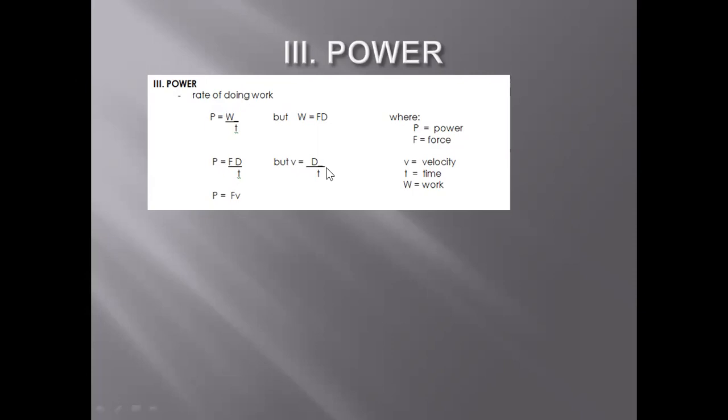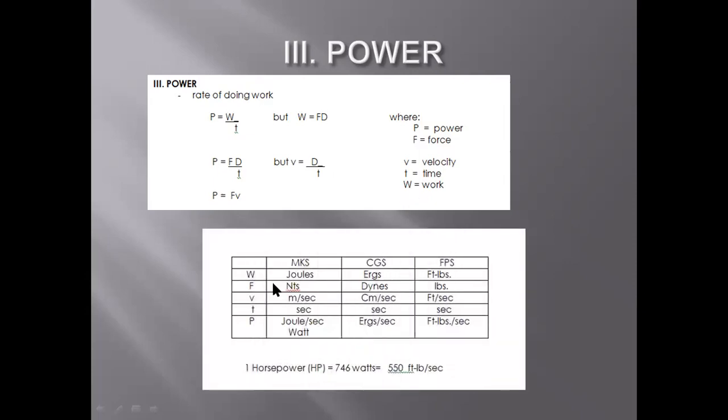If we're going to further substitute, this gives us force times velocity. The D all over T here is actually your velocity, okay? Where P again is equal to the power, F is equal to the force, V is equal to the velocity, and T is equal to time. And W is equal to your work.